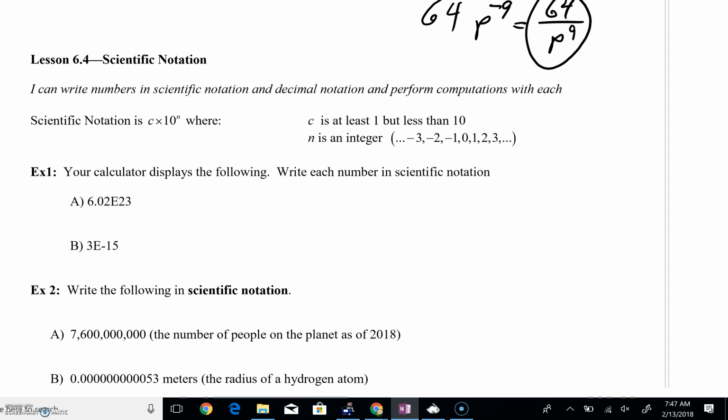Okay, lesson 6.4, the very last lesson in Algebra 2. Scientific notation. Scientific notation is used to write very large or very small numbers. See our learning target: I can write numbers in scientific notation and decimal notation. Honestly, decimal notation is really known as standard notation. And we can perform computations.